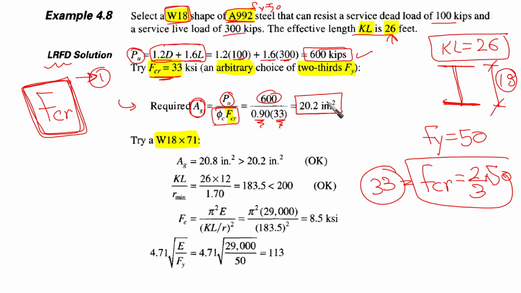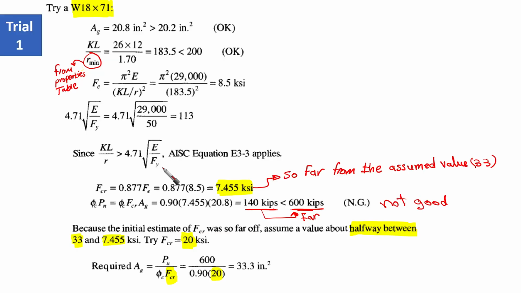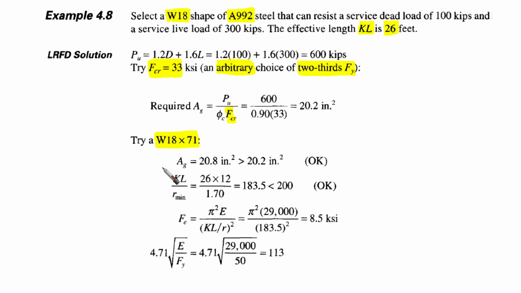We're going to the table with W18 and try to find any shape that is exceeding this 20. If you go to the table, you are going to find that W18 by 71 is going to give you area gross equal to 20.8, which is slightly larger than the required area gross.